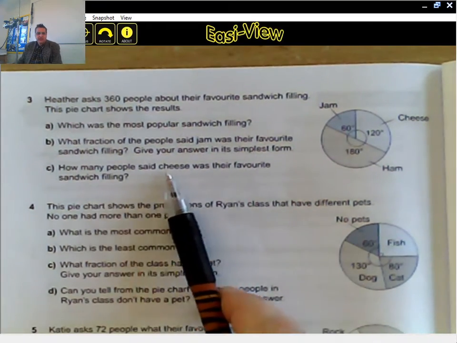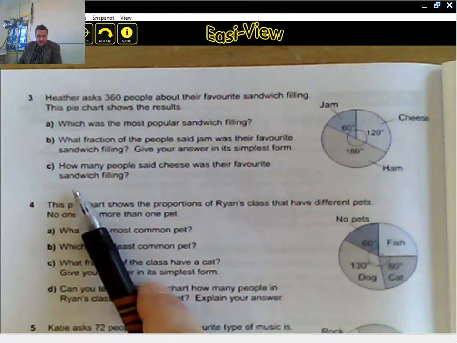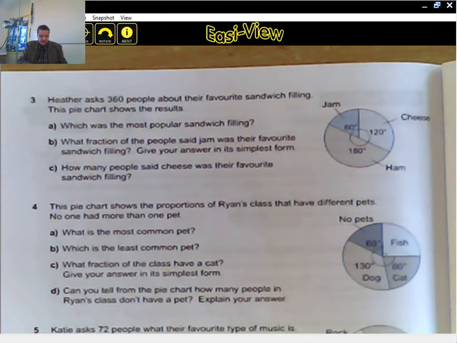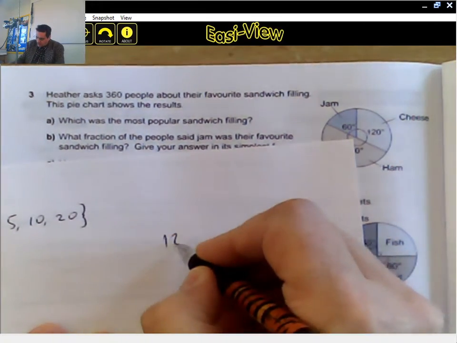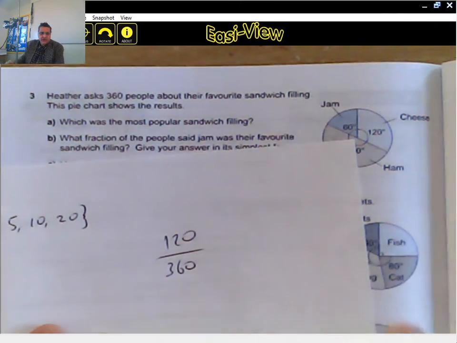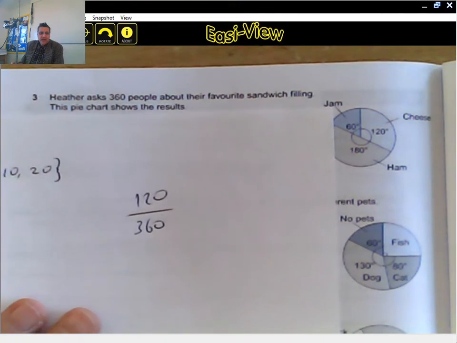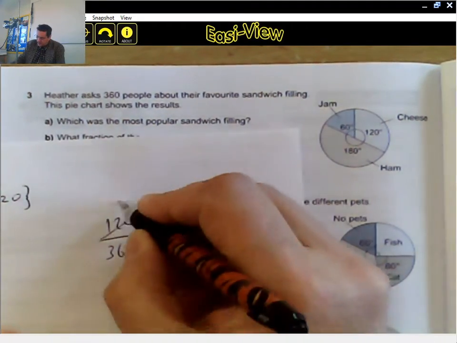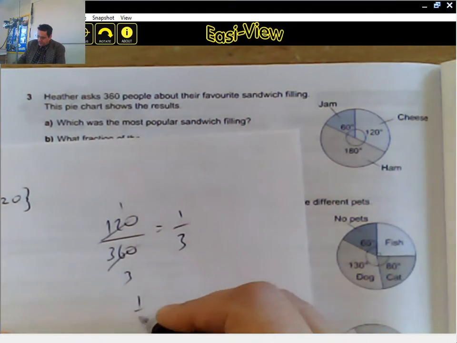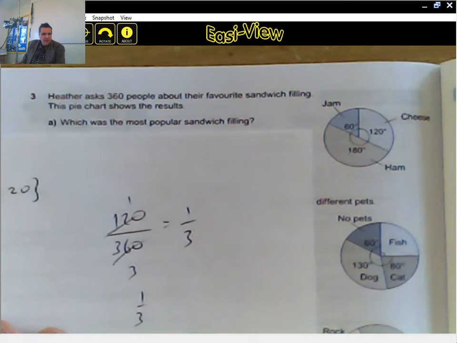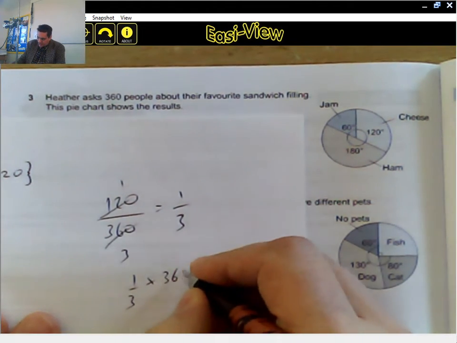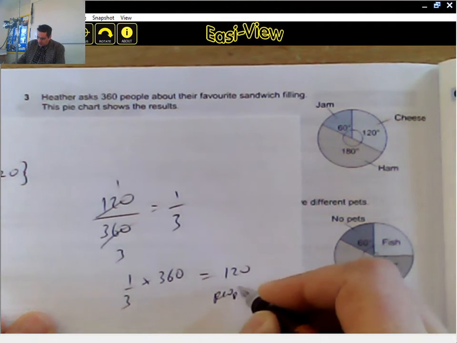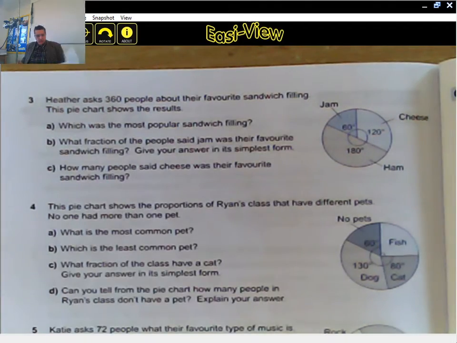How many people said cheese sandwich was their favourite sandwich filling? Well, cheese sandwich is 120 degrees. Let's just write it up here. So we've got 120 degrees out of 360. This fraction said we love cheese sandwich. And it's of how many people? It's a third. That's a third if you simplify it. So a third of the people preferred cheese sandwich. A third of how many people? A third of 360 people. And if you divide 360 by 3, you get 120 people of that group surveyed. Is that cool? So I've just done question 1, 2 and 3 with you.